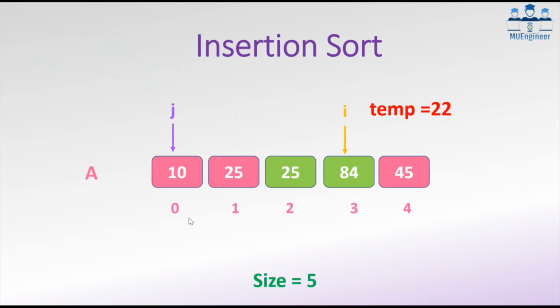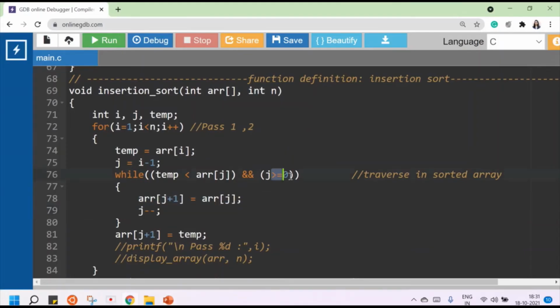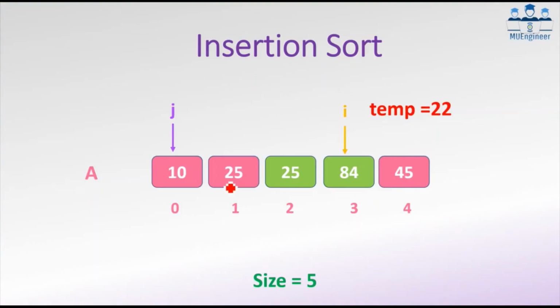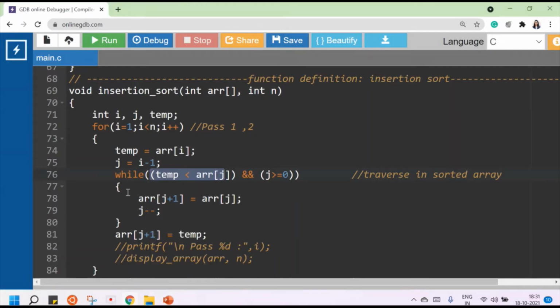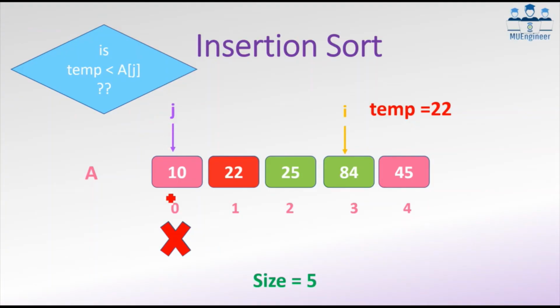Now j is equal to 0. So when j is equal to 0, you're still inside the while loop, and again I'll check this condition: is temporary less than array of j? So temporary 22, is it less than array of j? No, in this case. So what will we do? We will not enter the while loop. We will come out of the while loop, and array of j plus 1 is equal to temporary. So here I have copied the value of temporary.